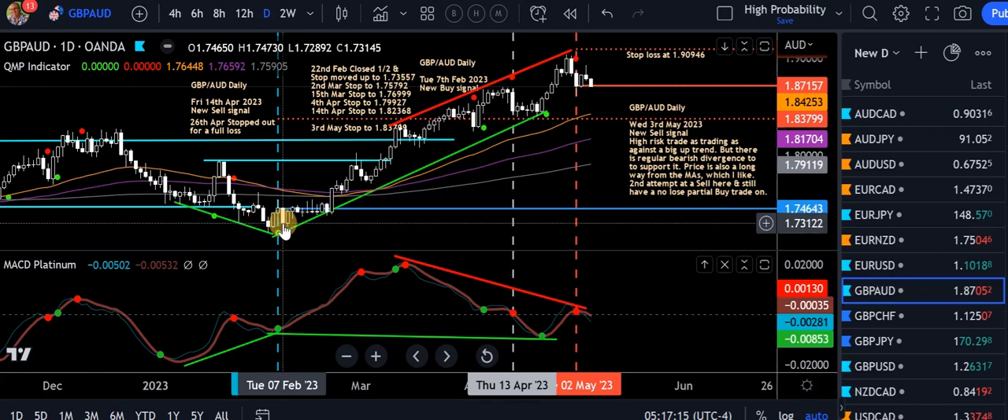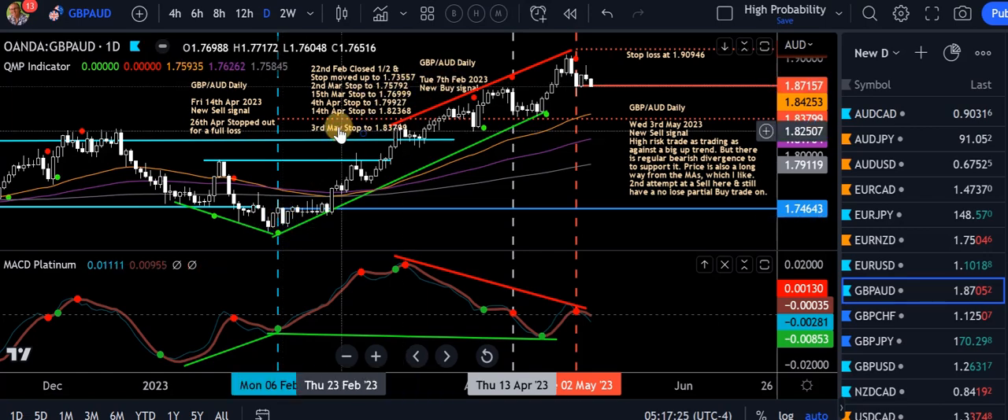Hang on a sec. New sell signal. What am I doing here? Hang on, let me get my bearings here. 7th of Feb. New buy signal. Oh, yeah. Yeah, just lost the internet now.